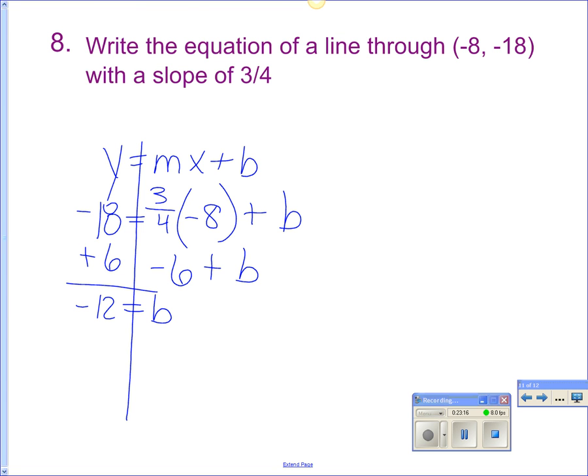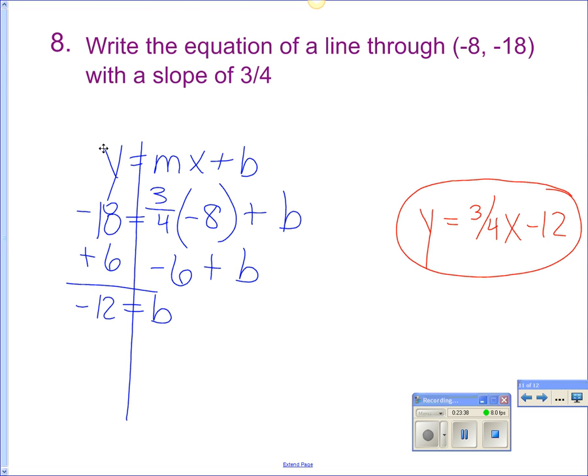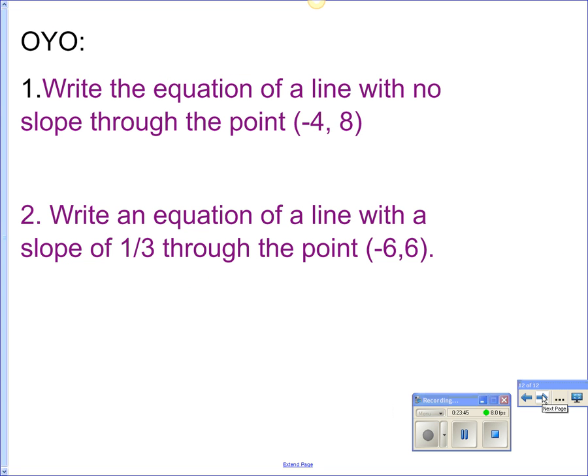Tamara, try to write your final answer. What would your final answer be? Very good. Excellent job. Anybody get that before I did? Yeah. Very good. Okay. Oreos.